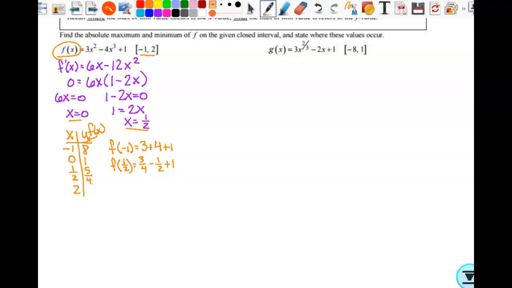And then f of 2, that's going to be 12 minus, well, 2 cubed is 8 times 4 is 32 plus 1. What do we get? -19.